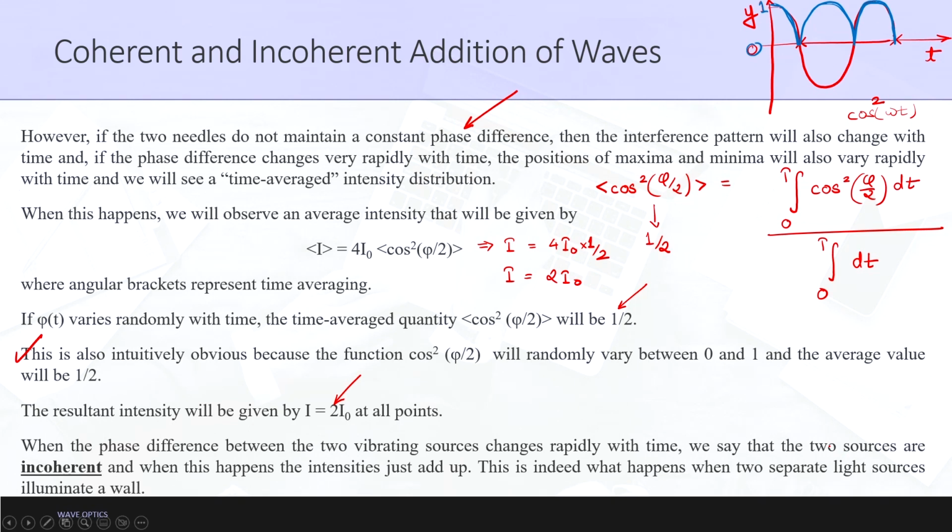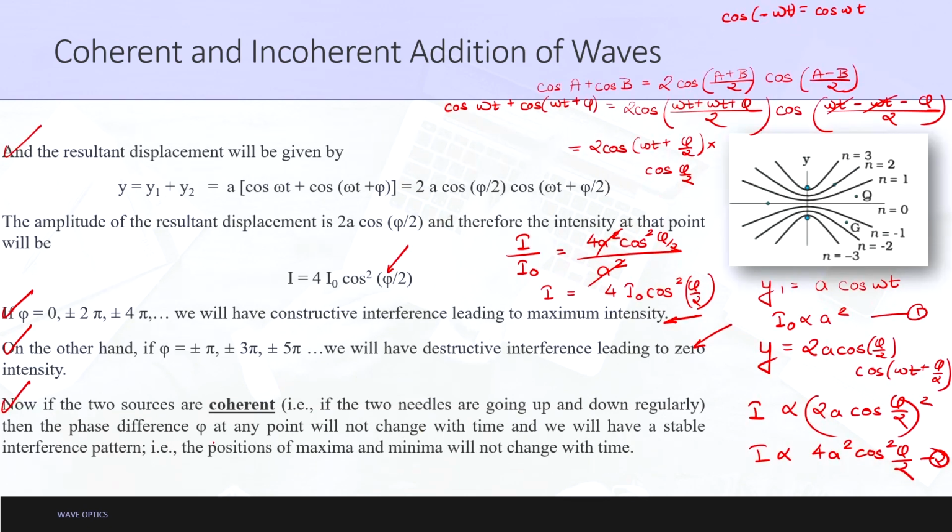So, when do we say these two sources are coherent? We say these two sources are coherent when the phase difference phi at any point does not change with time, and we will have a stable interference pattern, that is, the positions of maxima and minima will not change with time. What will happen in incoherent sources?